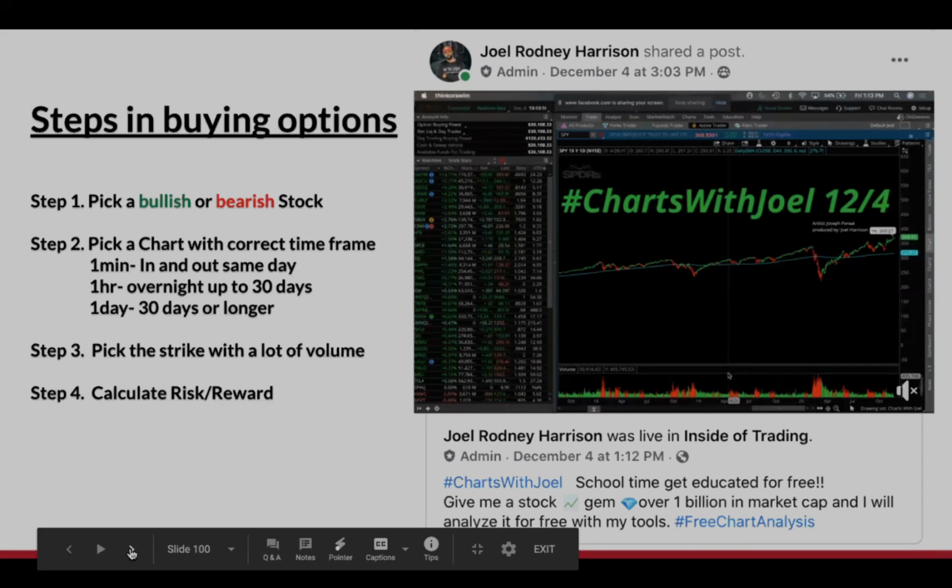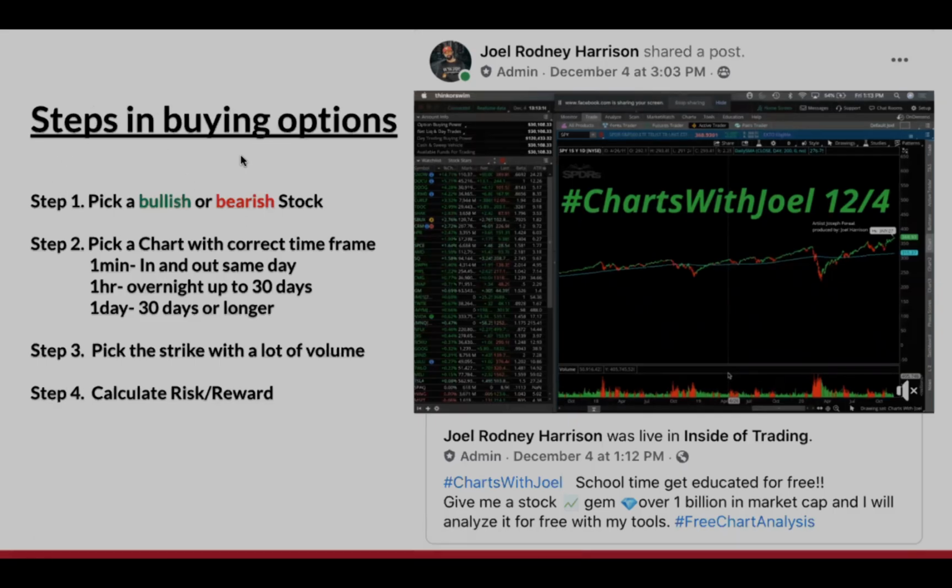But let's just go over the steps in buying options quickly. Step 1, you want to pick a bullish or bearish stock. You only pick a bearish stock if you're trying to short it or buy a put. You want to pick a chart with the correct time frame. Are you using a 1 minute chart getting in and out the same day? Are you using a 1 hour chart where you can hold that option overnight up to 30 days? Or are you trading 1 day or longer? I mean, you're using the day chart to trade 30 days or longer.